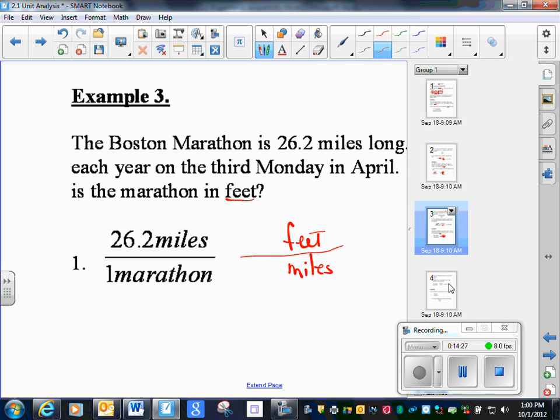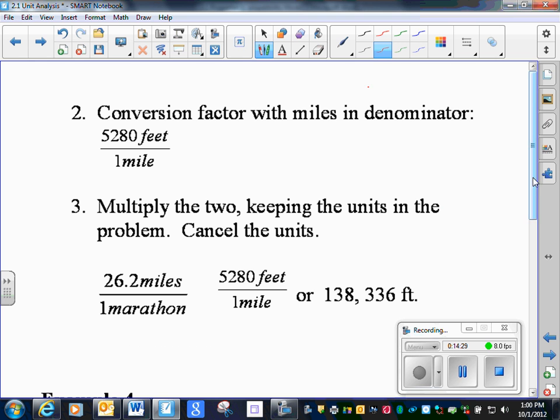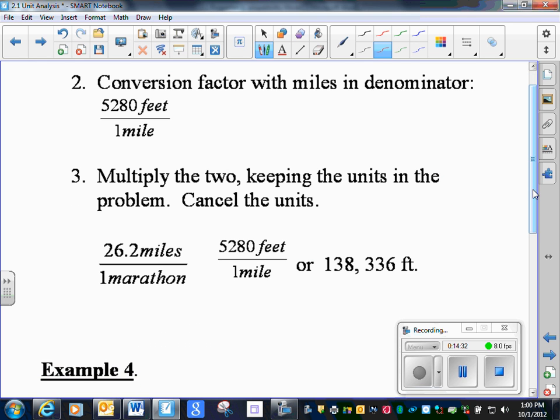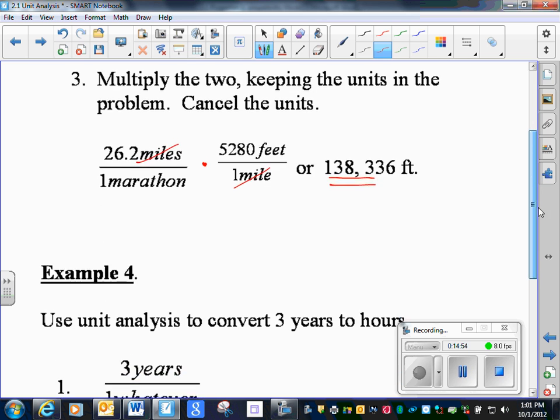So if you don't remember how many feet in a mile, this might be something you look in the back of the book for. 5,280 feet in 1 mile. So that's now what you're going to multiply by. Your miles cancel. Your 26.2 times 5,280 equals a ginormous amount of feet in 1 marathon. Looks like I've got one more example.